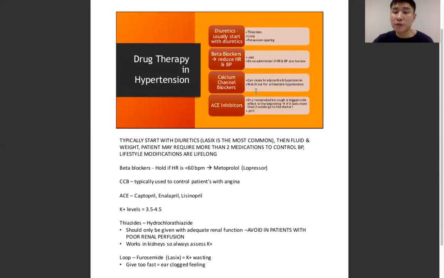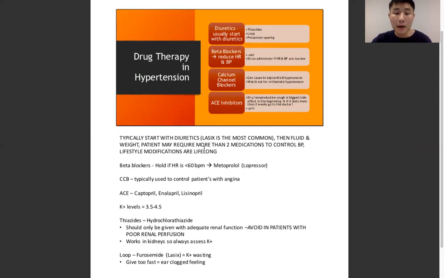Okay, so drug therapies in hypertension. Earlier I mentioned a little bit about diuretics, so let's go a little deeper into this class of medication. When we treat hypertension, we usually start the patient with a diuretic. They have thiazides, loop, and potassium sparing. So let's look at this first. We typically start with a diuretic.